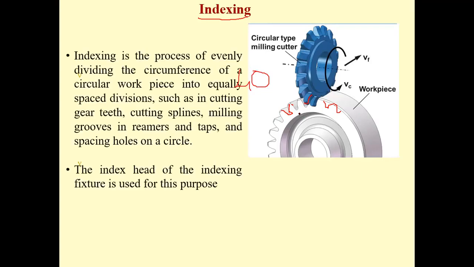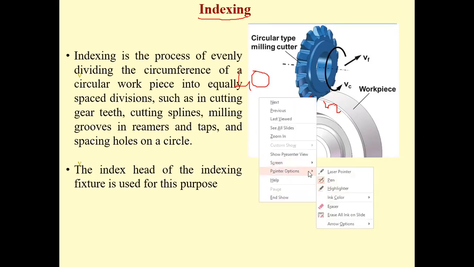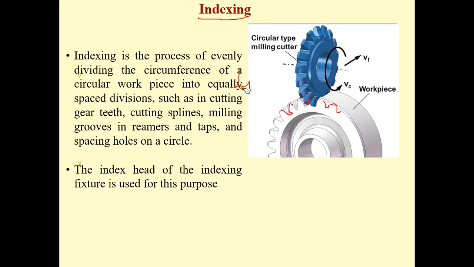So if you take the definition, indexing is the process of evenly dividing the circumference of a circle of the workpiece into equal space divisions, such as cutting gear teeth, as I explained to you, or cutting splines instead of gear teeth. Maybe you have some rectangular pieces only. You don't want a typical gear shape. You just need some rectangular grooves to be cut. That kind of thing is called splines.